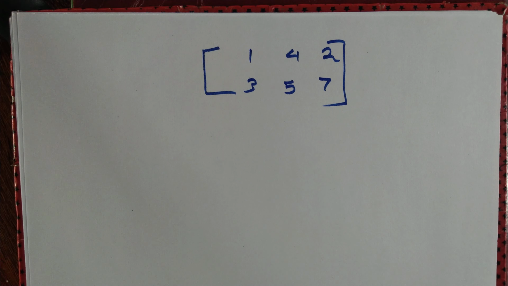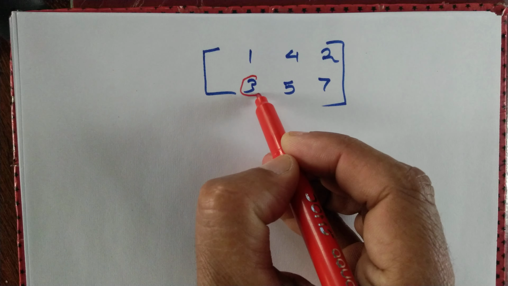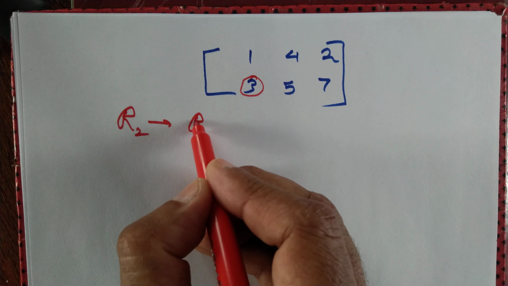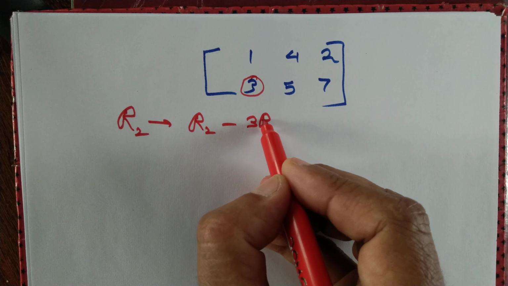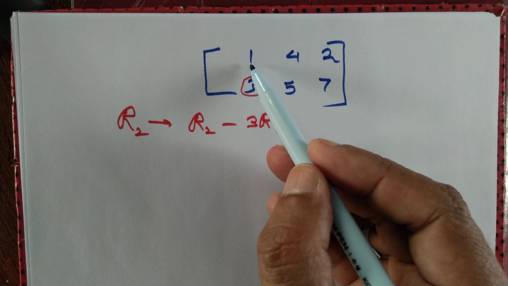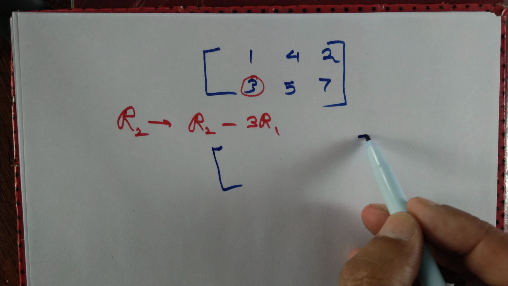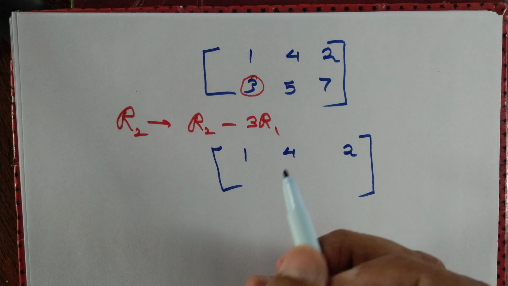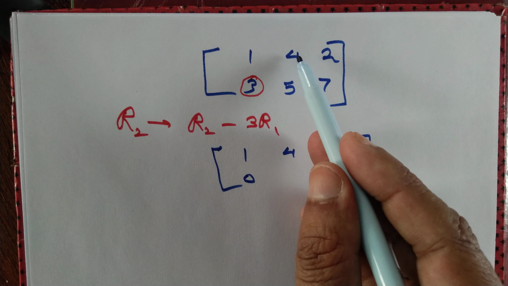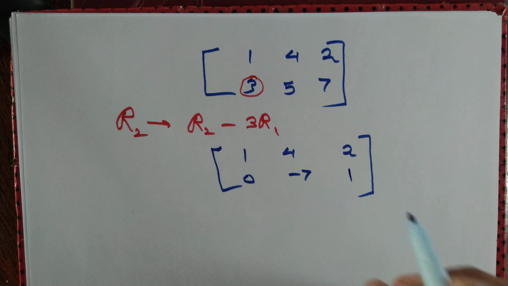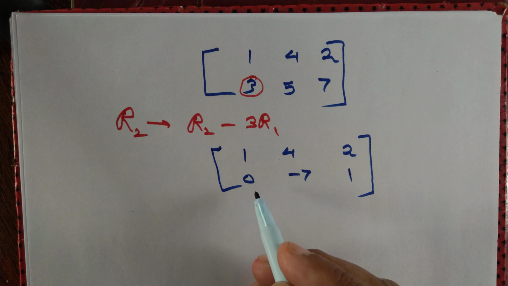Once again, we want to render maximum number of zeros as possible. We see that we can reduce this number to be 0 by applying the operation R2 is R2 minus 3 times R1. Once again, we subtract 3 times the first row from second row. So first row we copy as it is. 3 minus 3 is 0. 5 minus 12 is minus 7. 7 minus 6 is 1. Okay, so we got this entry to be 0.